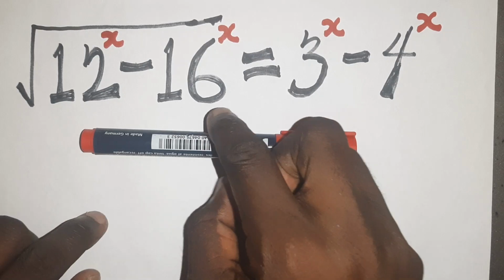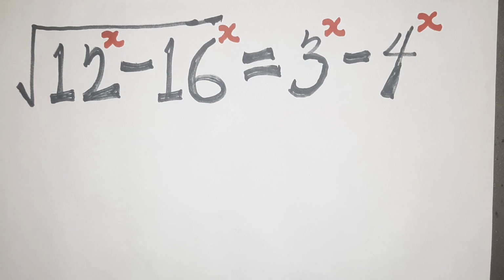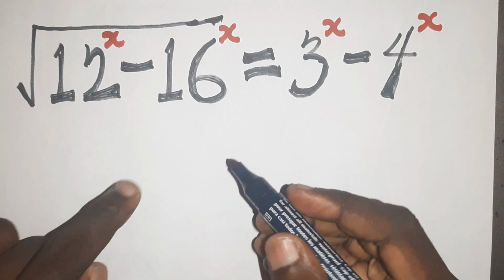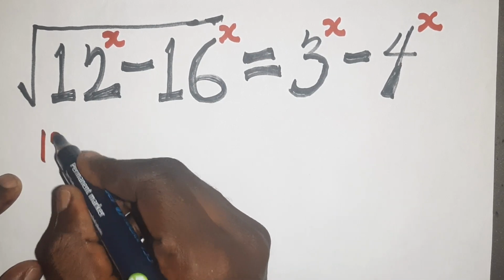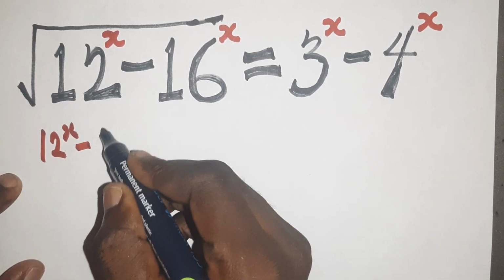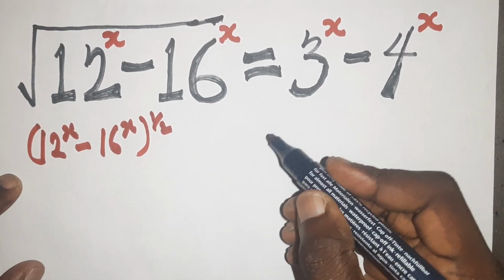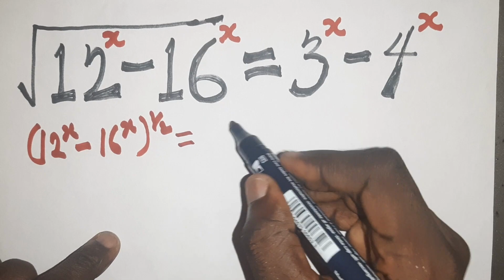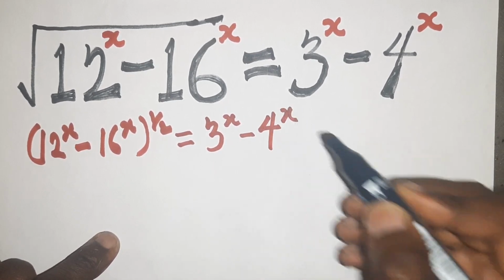Okay, so we have this interesting question here, and in this video, we'll be looking at the solution of this question. So here we can rewrite the left-hand side. It can now become 12 raised to power x minus 16 raised to power x, all raised to power 1 over 2, equals 3 raised to power x minus 4 raised to power x.